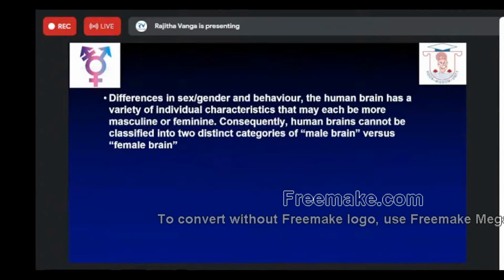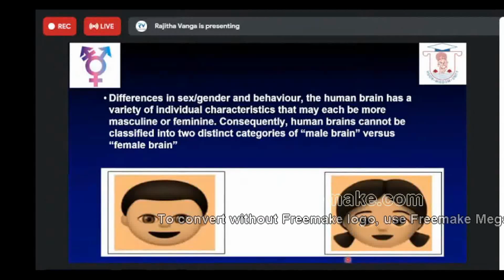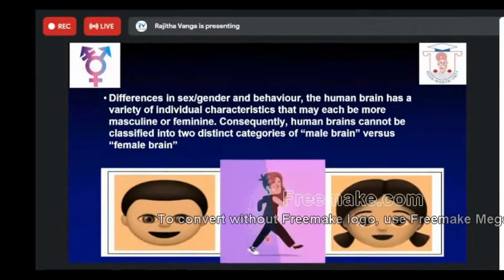The gender identity is mainly because of their brain. So, the differences in sex or gender and behavior. The human brain is a variety of individual characteristics. We can't say there is a typical male brain or female brain. Always the characteristics vary between male and female. So though physically they are male, their brain may say they are female, their brain would be more towards female.